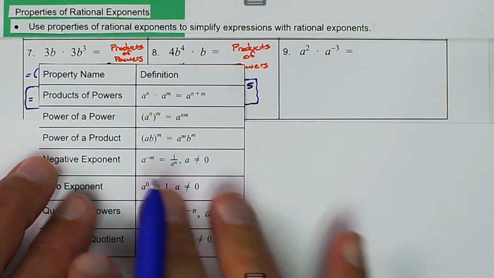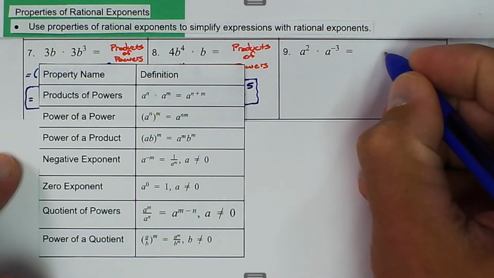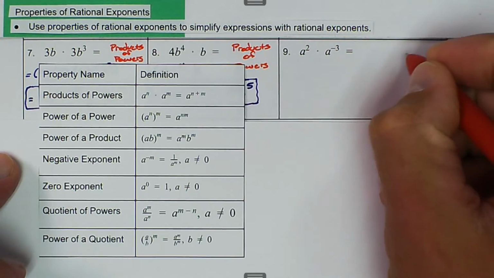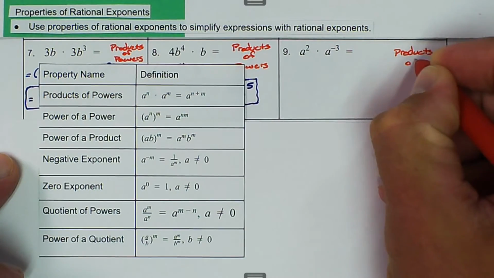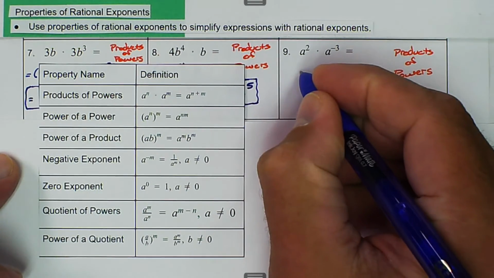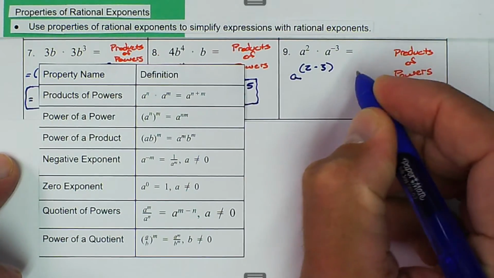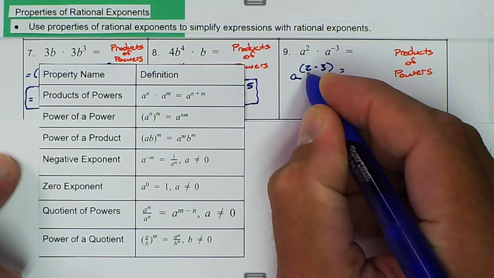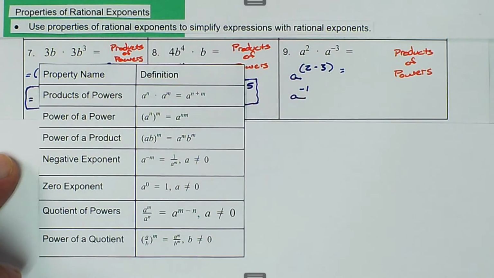And then the last one, we have a times a to the third. This is going to be product of powers as well because we have the same base. And so we get a to the 2 minus 3. And then 2 minus 3 is a to the negative 1.